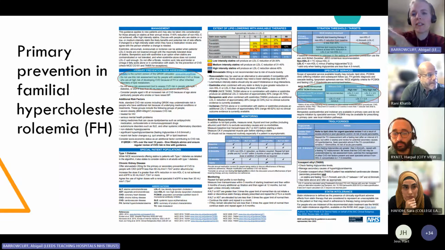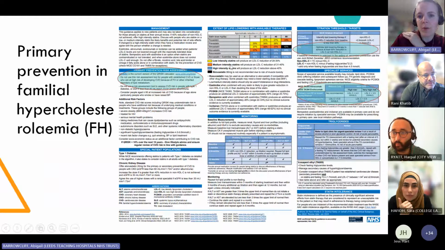I also find this section really useful, Rani, the lipid lowering with statins. I feel like this is a really good resource to use when you're trying to decide whether you should be increasing a statin or whether adding in another oral therapy. Just gives you an idea of what sort of reduction you're going to get. So I find this section very useful.